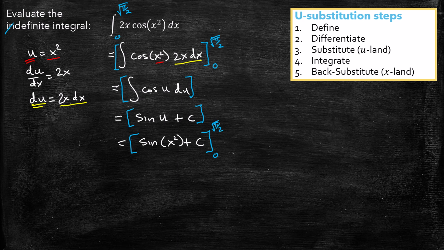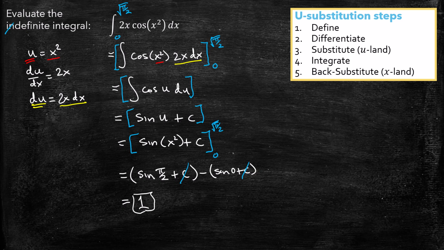Now I am at the situation where I can apply the FTC part 2. So we get sine of root pi over 2 squared, which is just pi over 2, plus c, minus sine of 0 plus c. Pardon the overuse of c's, but I hope you see that the c's cancel. And we are left with sine of pi over 2, which is 1, and sine of 0, which is 0. So that's our final answer.